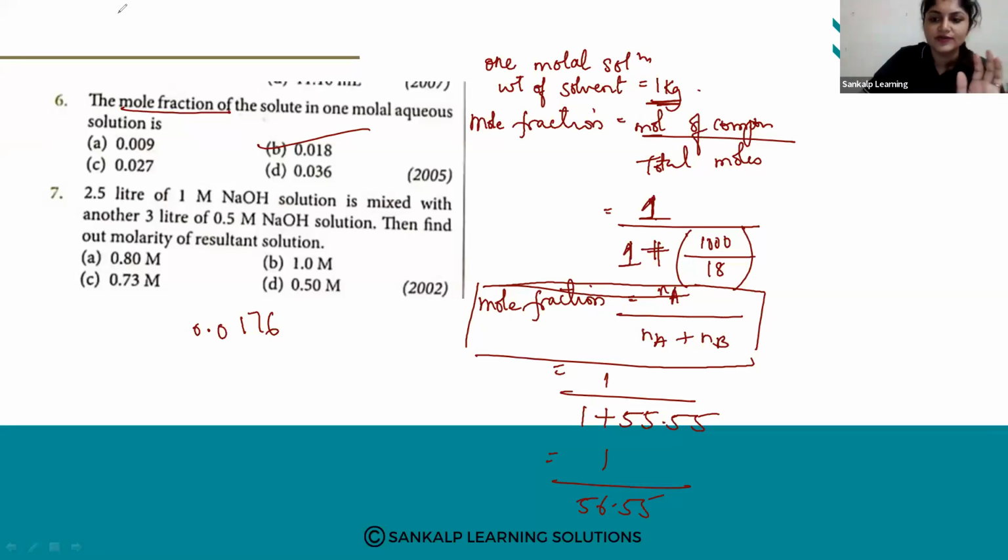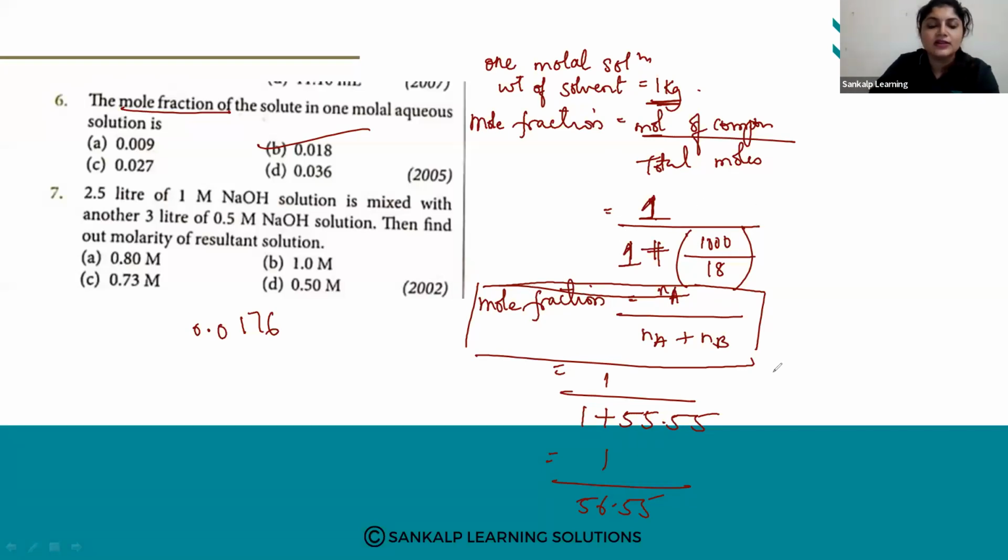So, the mole fraction of the solute in 1 molar aqueous solution. 1 molar means what? Molality. So molality is nothing but the number of moles of solute divided by the weight of the solvent in kg. So mole fraction is Na, the number of moles of component A, divided by the total number of moles of component A and B. So the number of moles of component A is 1.